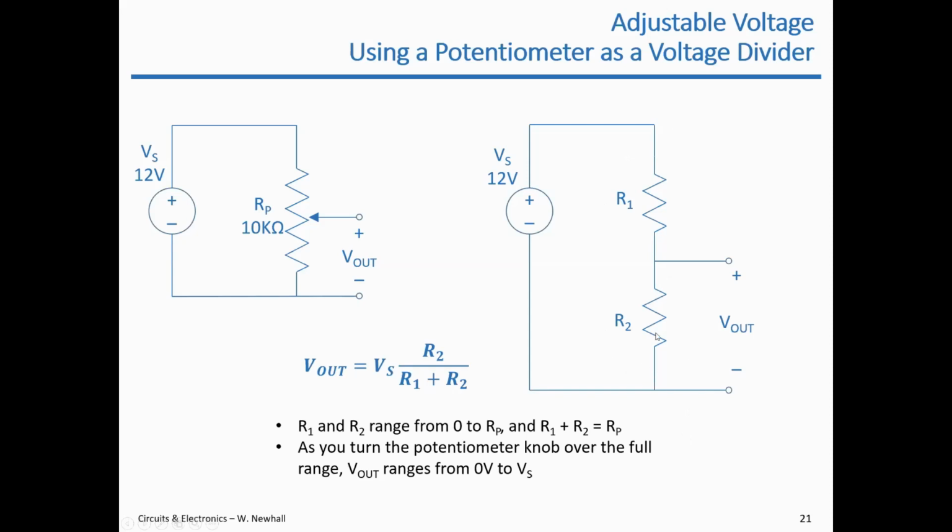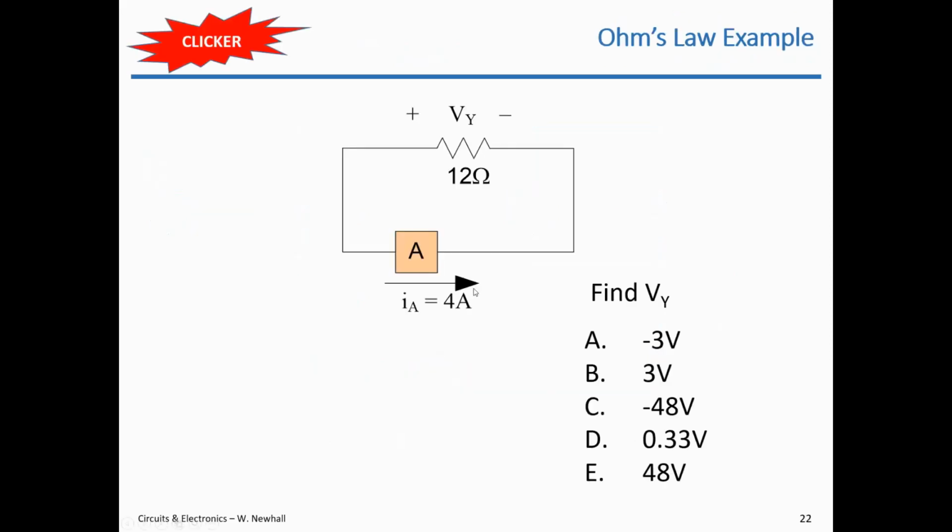Okay. All right. Let's do one more thing and take a break. All right, let's exercise your brain before the break. Here's an Ohm's law problem. See if you can figure this out. Take 30 seconds and answer this. You have a circuit element A, don't know what it is, but you know 4 amps is flowing from left to right, and you have a voltage Vy defined across a 12 ohm resistor as shown.